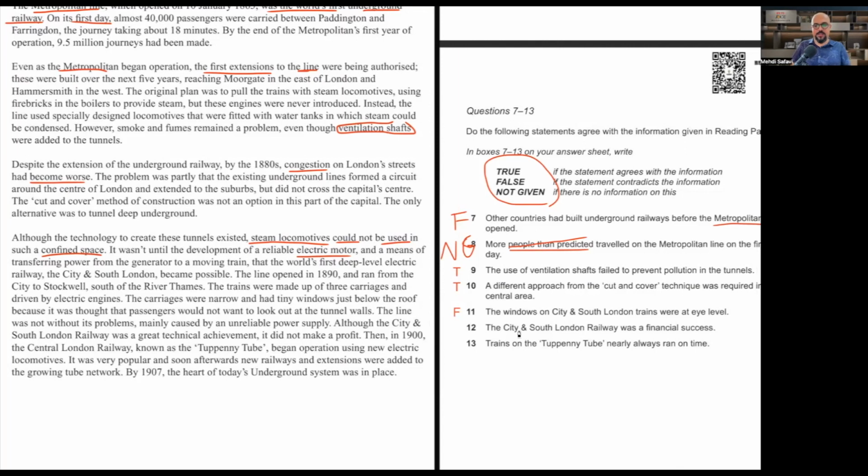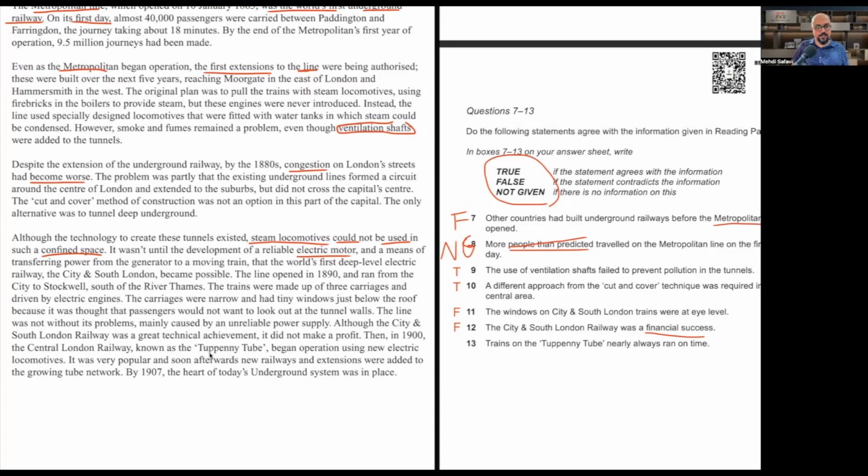12, the City and South London Railway was a financial success. It was a great technical achievement. Achievement means success, but is it technical or is it financial? It says technical. It did not make a profit. Making a profit means making money, and making money means financial success. So it was not a financial success. It was only a technical success. Therefore, it is false.